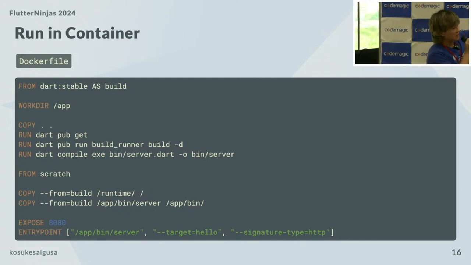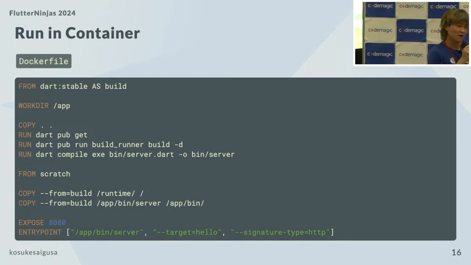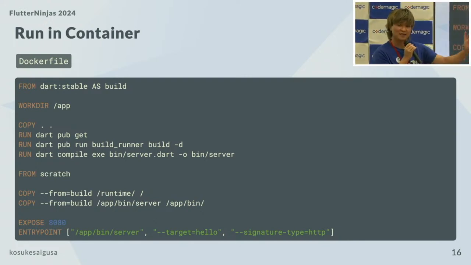So define a build step with the Dart environment, define the work directory, copy source code, install dependencies, build generated code, and run the compile exe command to get an executable. Then from the scratch step, you just copy the source code and place it in the right place and expose port 8080 for the HTTP server, and you need to define the entry point. The entry point is the place where the Dart executable file is, and you need to specify the function target. This time the function name is just hello, and the signature type is just HTTP because it's an HTTP function.